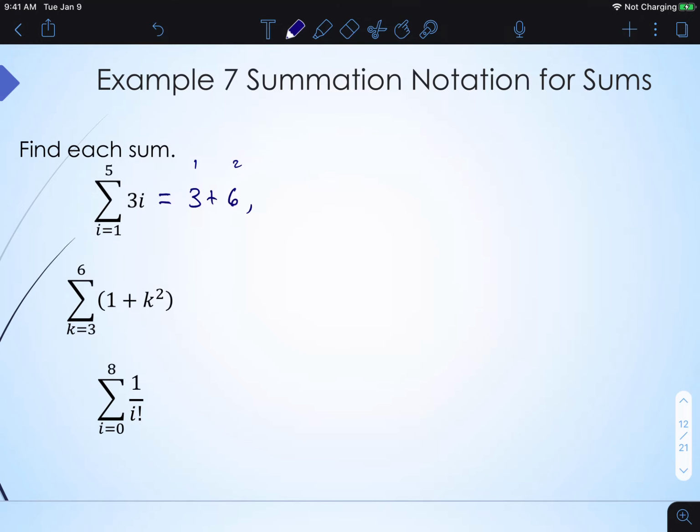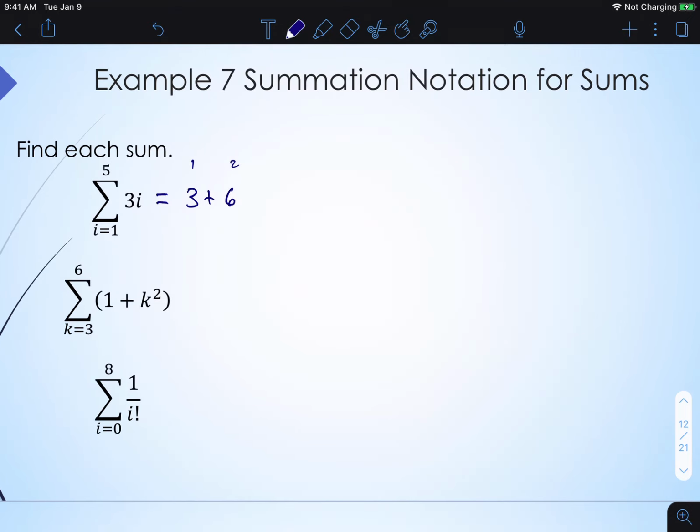The next term is going to be when i is 3, and that's going to be 3 times 3, that's 9. The next term is going to be 12 because that's 4. So 3, 4. And then we're going to finish when we get to the fifth one. So 5 is going to be 5 times 3, that's 15. And so there is the sum. So 3 plus 6 is 9, 9 plus 9 is 18, 18 plus 12 is 30, and plus 15, that's going to be 45. And so that's that summation as it's described.